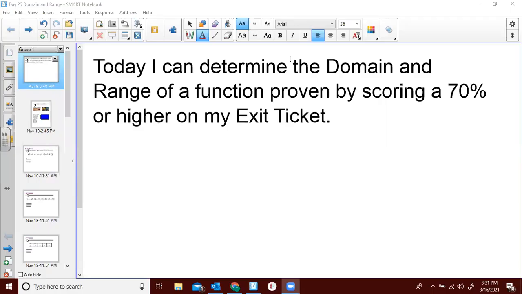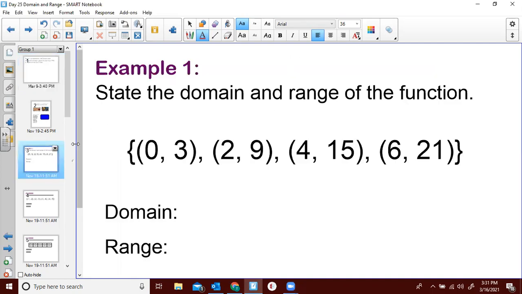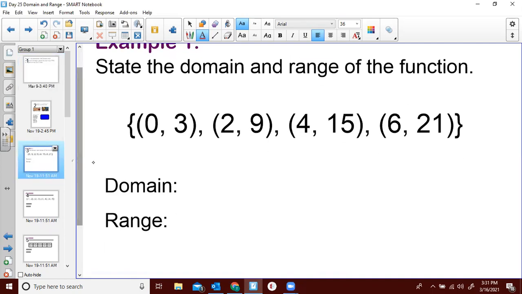All right, today we're going to talk about domain and range. So let's just jump into it. State the domain and range of the function.